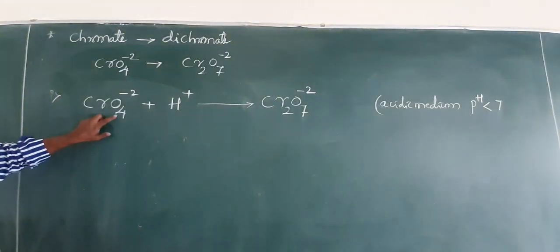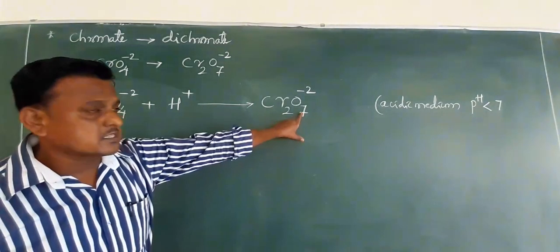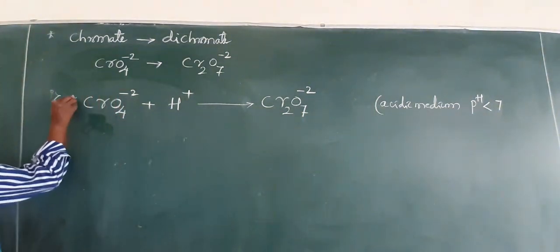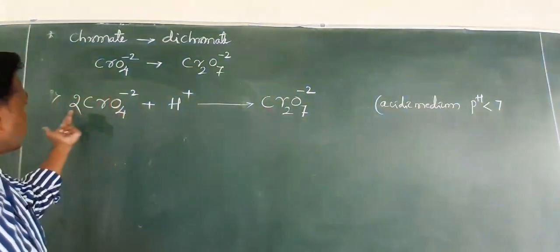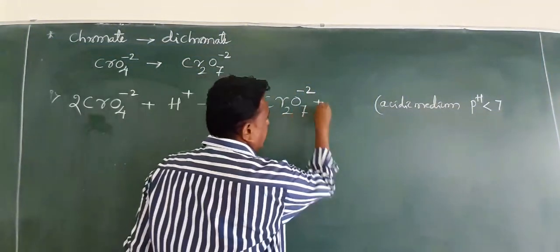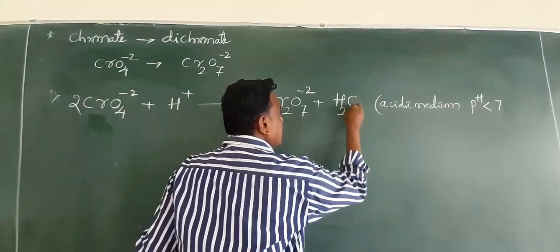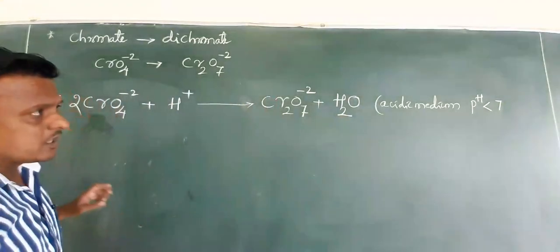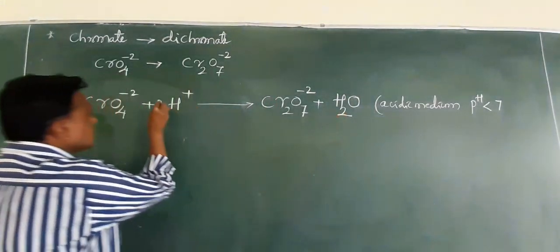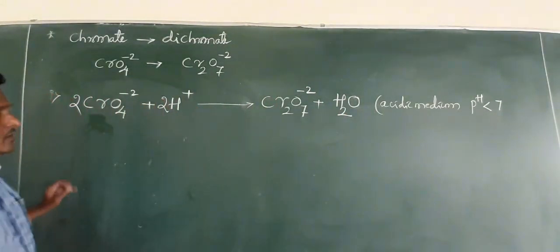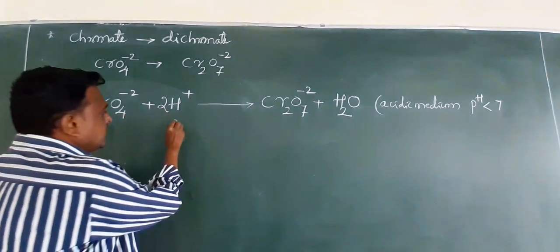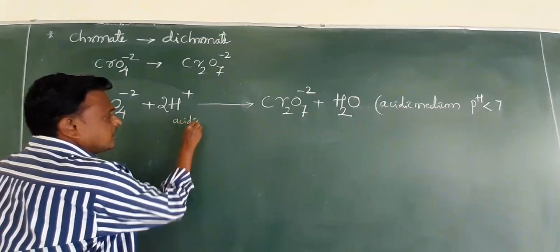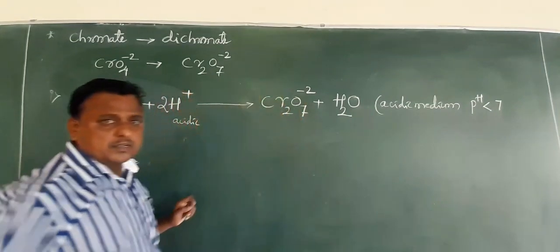Keep in mind here it is 4, here it is 7, an even and an odd number, so you have to make it 2. Two chromium, two chromium, 8 oxygen, here 7. The 1 oxygen is balanced with water, and the total hydrogens are 2, and you check here, this is 2 hydrogen. So chromate ion in acidic medium forms dichromate.